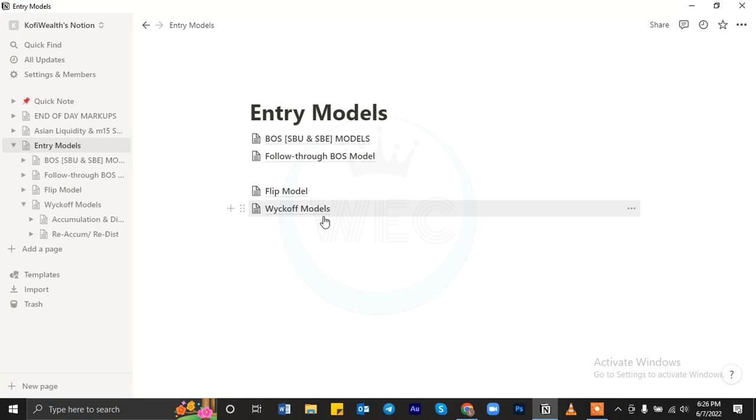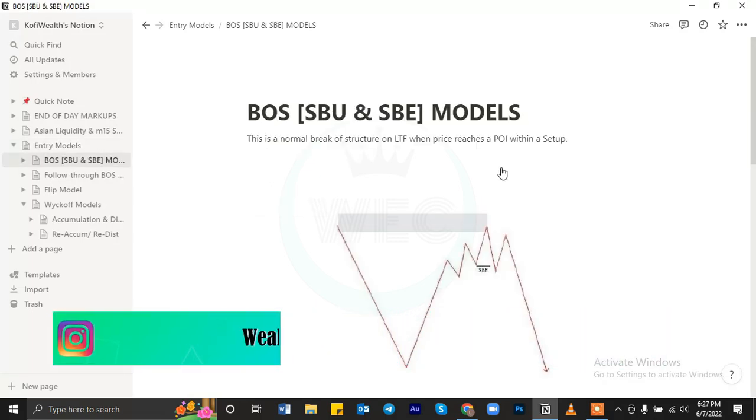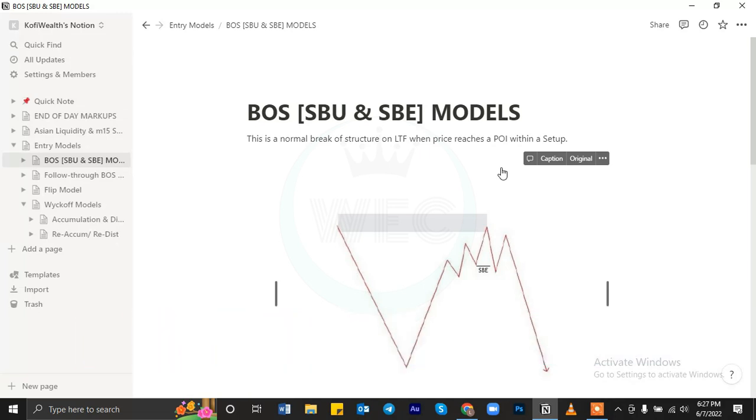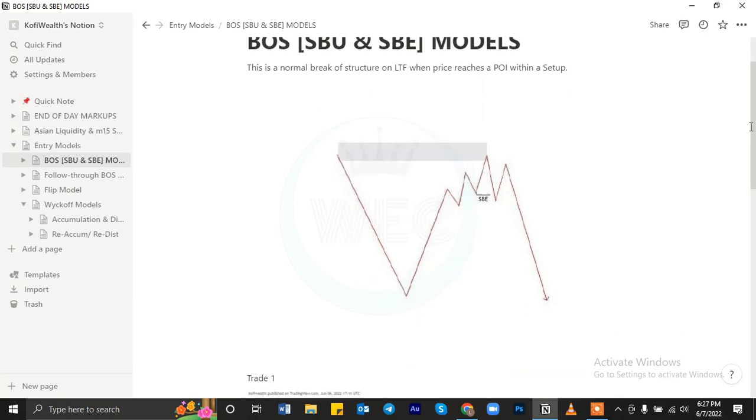Personally, I have about 5 entry modules, but today I'm going to be talking about 4 of them to you guys so that you can also implement it after backtesting into your trading plan or trading system. So quickly let us look at the first model. In this video, I'm going to show you pictorial drawings, and after that I'll show you real life examples on the chart, which I have already taken screenshots of. The first model that I use is the normal break of structure model.